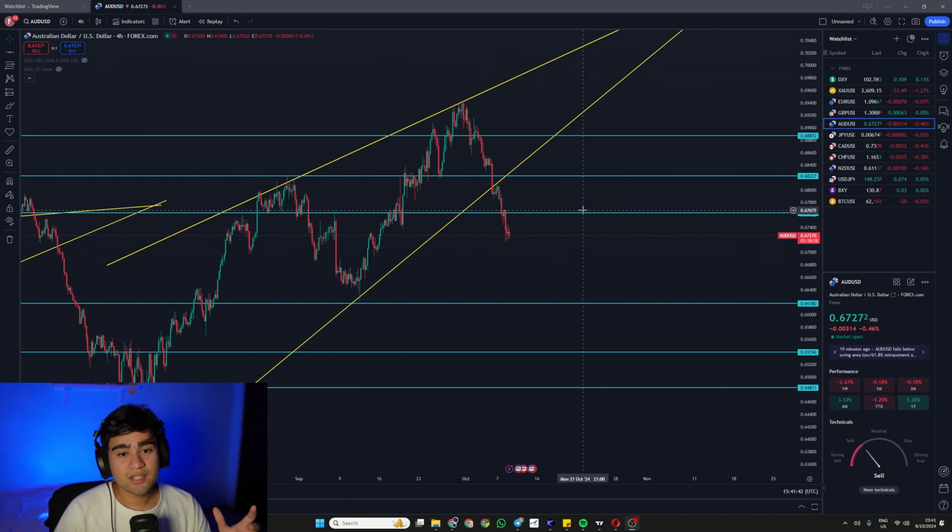Everything else was good. Just probably would have opened my lot size slightly bigger. That's the only thing I would fix for this trade.